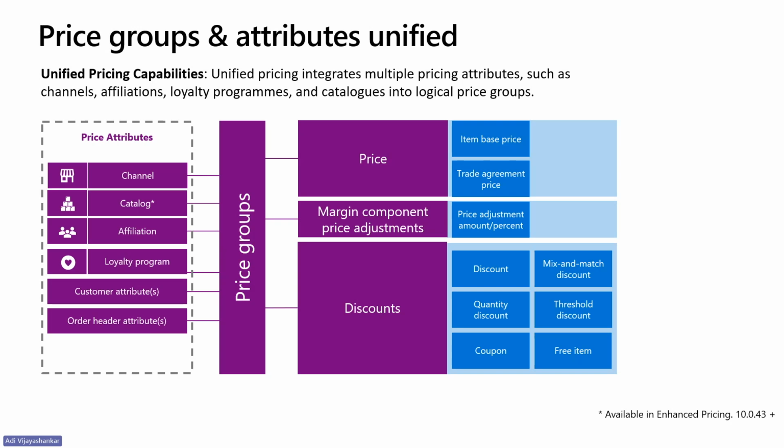So let's consider a promotional scenario. You're running an online promotion for members of the Contoso Rewards program. You could create a price group that bundles the channel attributes and the loyalty program attributes.